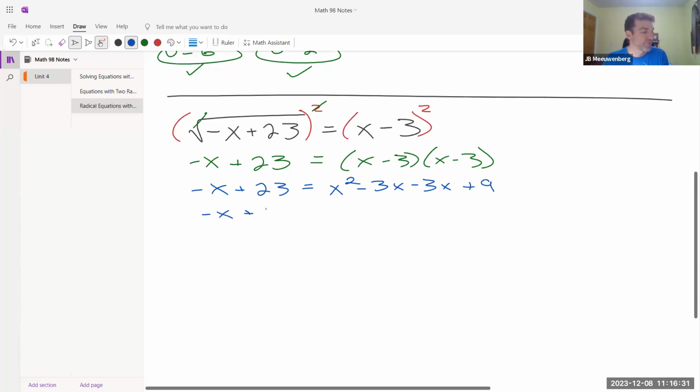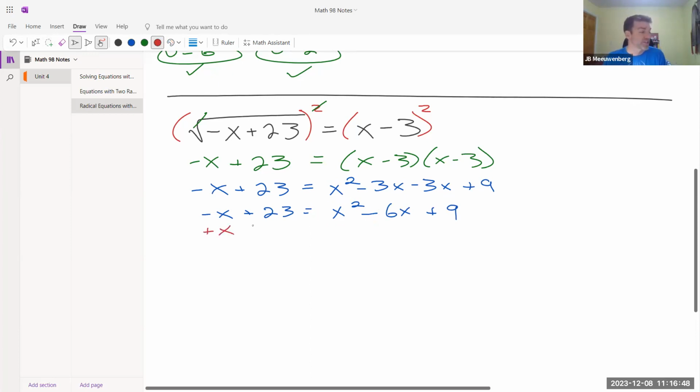Let's keep cleaning up the right side before we go any further. X squared minus 6x. These are both negative, so it's going to be minus 6x plus 9. We notice again we have a quadratic equation, and so we're going to have to factor it, but first we have to set it equal to 0.